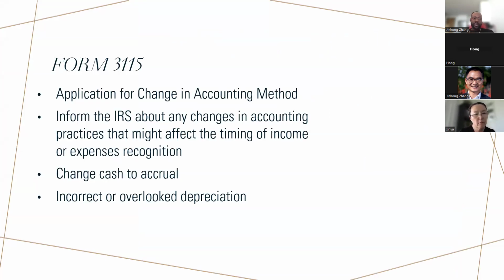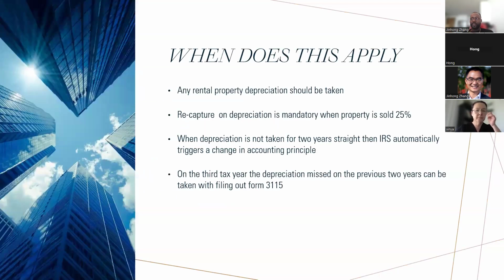All right. So Form 3115 is used as an application for a change in accounting method. This form is used to inform the IRS about any changes in accounting practices that might affect the timing of income or expenses recognition. For example, you can change from the cash method to the accrual method, or you can correct an overlooked depreciation. So that's what we're going to focus on for today, overlooked depreciation.